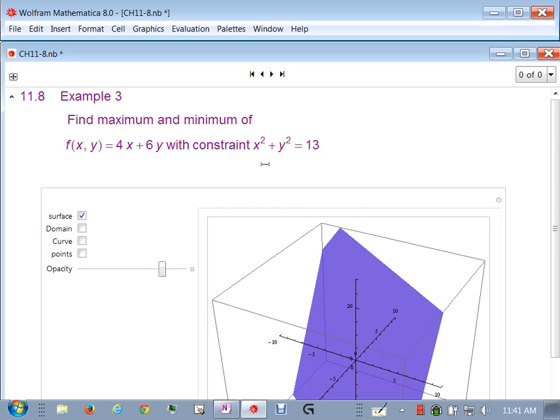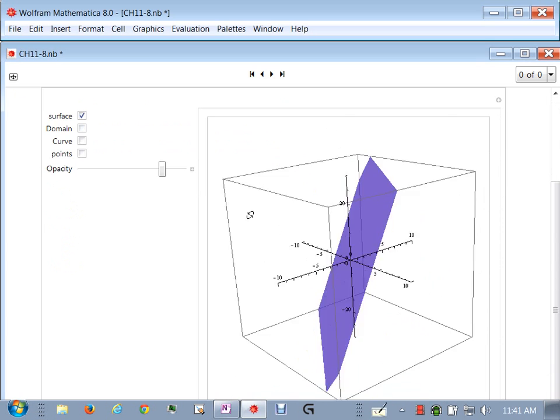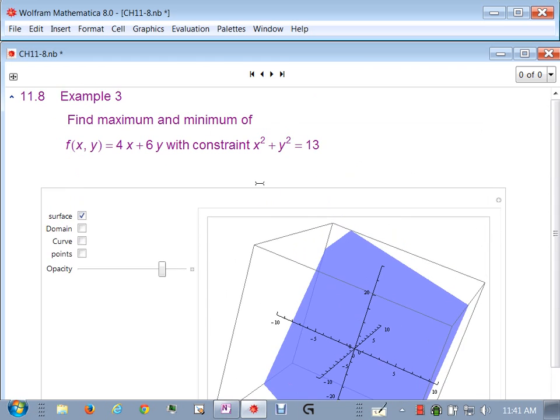Let's do this one. This will probably work pretty quick. F of x, y equals 4x plus 6y. This is a plane, right? That's a plane. So there's our plane. We are restricting our plane to a what?